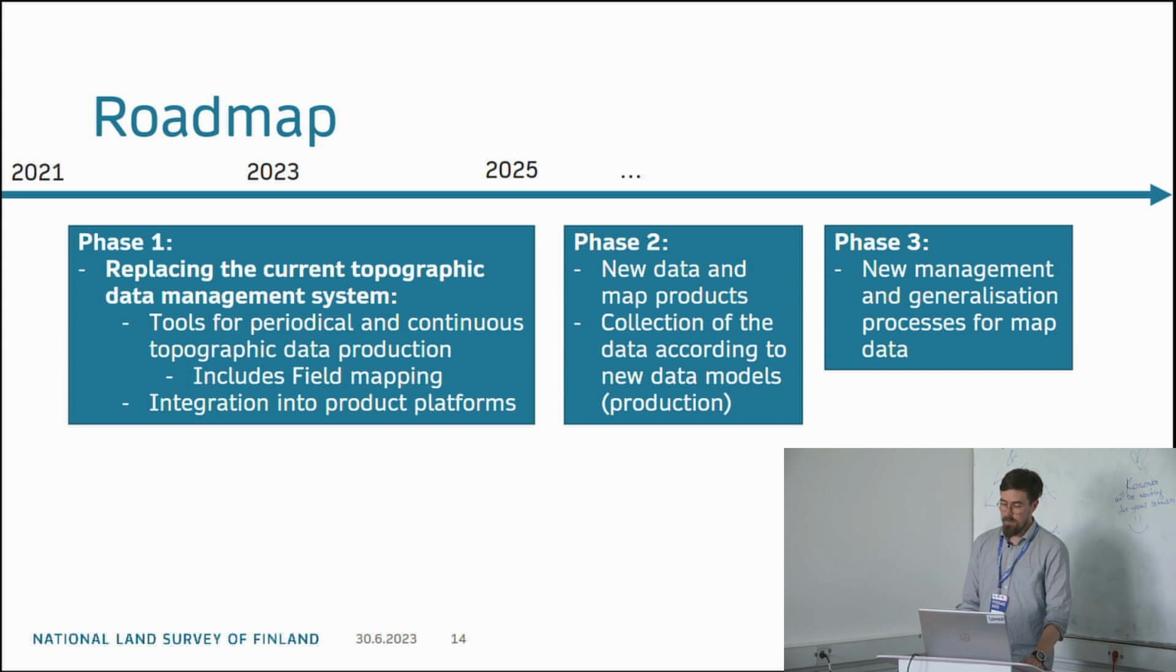New data and map products are scheduled in the next phase, and some production needs to be done with the new system, also to collect some of the new data content defined in the new models. And also we have on our roadmap a new management and generalization process for map data, which is used as a base of our cartographic products.